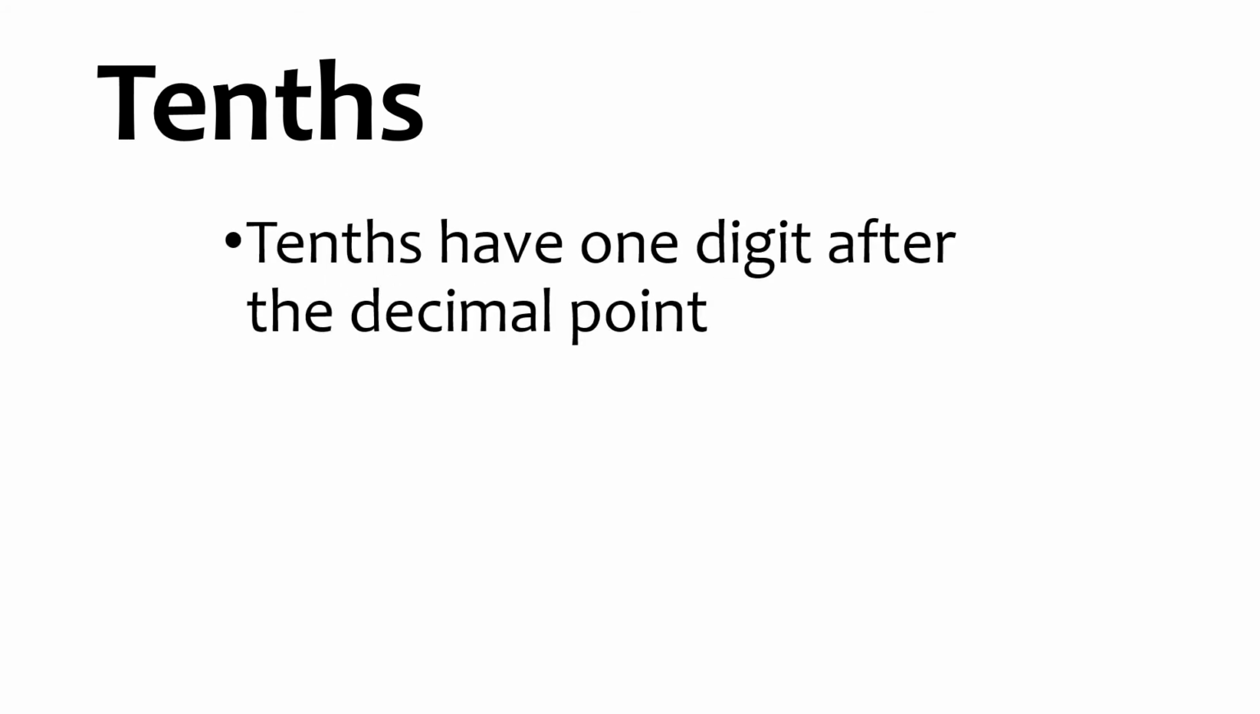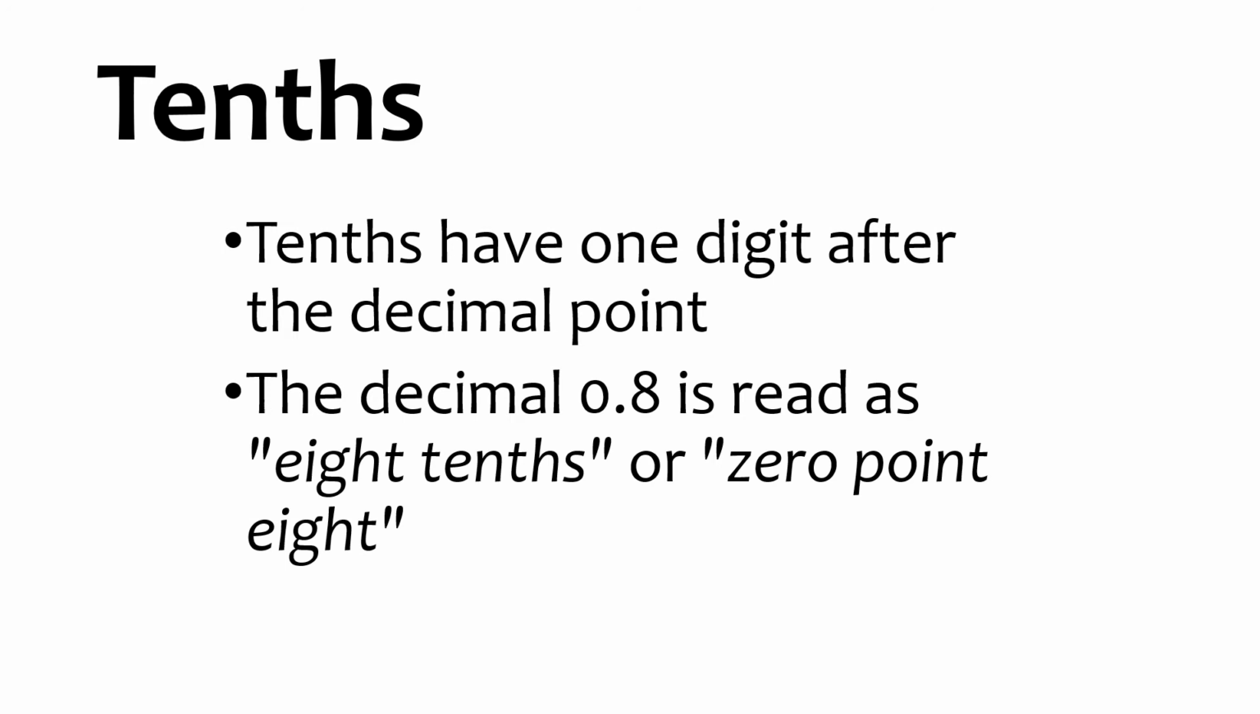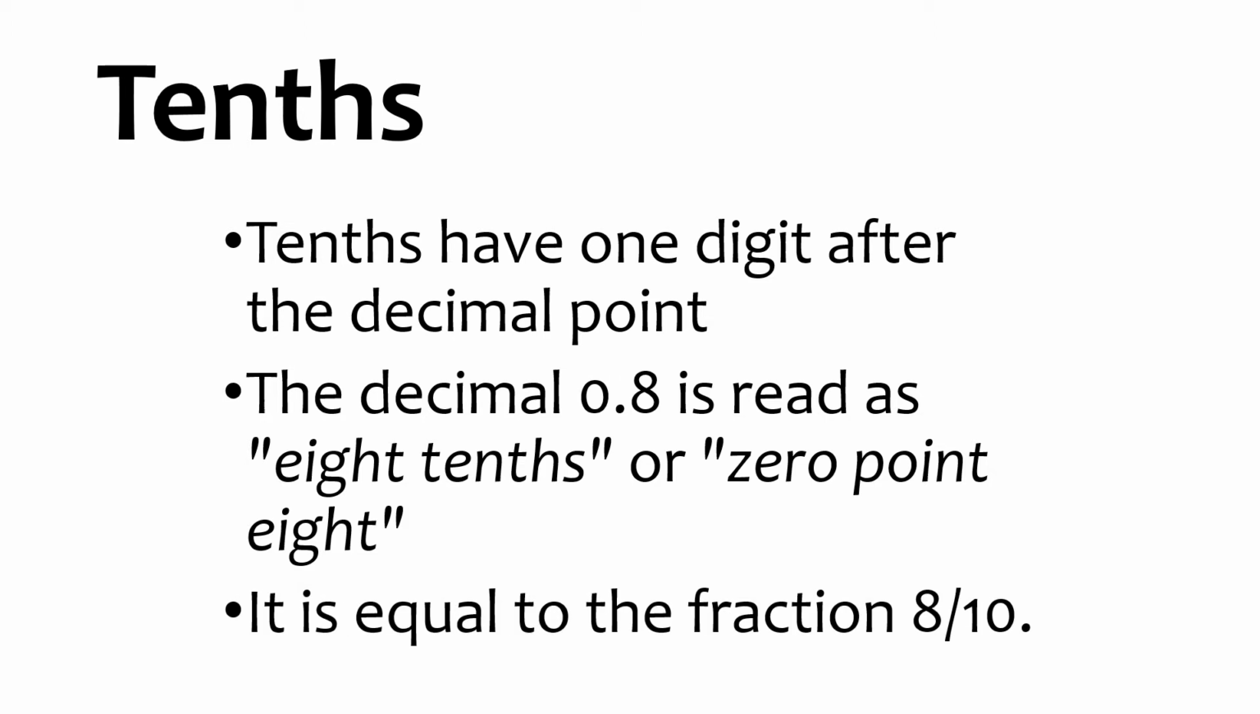Now let's learn some information about tenths. Tenths have one digit after the decimal point. If I have just one digit after the decimal point, that means this is the place of tenths. It's very important to know that the first place after the decimal point is called tenths. If I have a number like this, 0.8, I read it as eight tenths. I just say the number, which is 8, and the name of the place, which is tenths. It's equal to the fraction 8 out of 10. You have to know that 8 out of 10 equals 0.8.